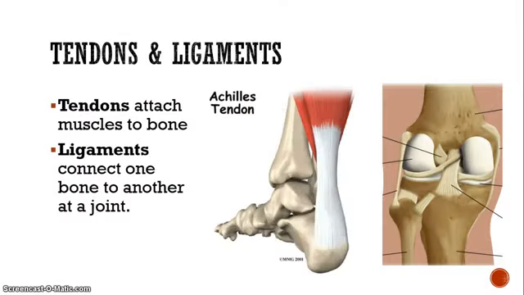Tendons and ligaments are composed of dense, regular connective tissue. Tendons attach muscles to bone, as you see here. Here's the muscle, here is the tendon, and here's the bone. And ligaments connect one bone to another at a joint. So here you see the knee joint, and you have the upper leg bone, and then you have the lower leg bones, and they are connected by the ligaments.